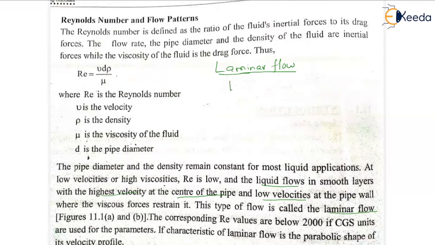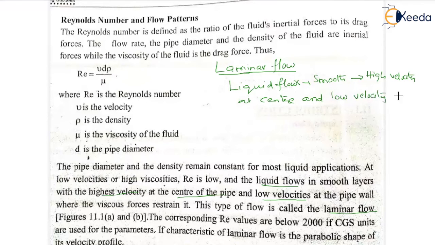A flow where the liquid flows in smooth layers with high velocity at the center and low velocity at the walls. This is called a laminar flow.